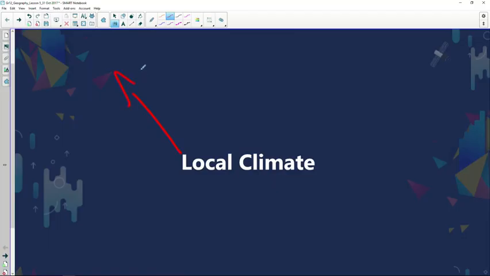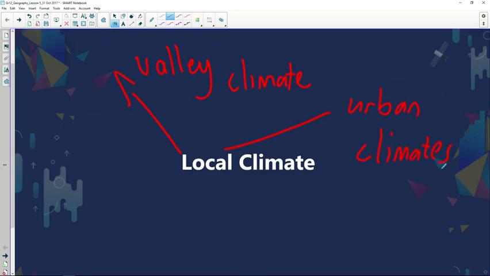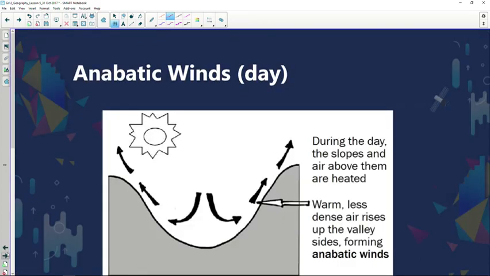The two topics that we're going to discuss are valley climates and urban climates. We're just going to start today's lesson with valley climates. And our first topic for today is going to be anabatic winds.